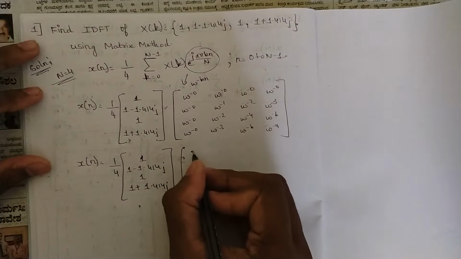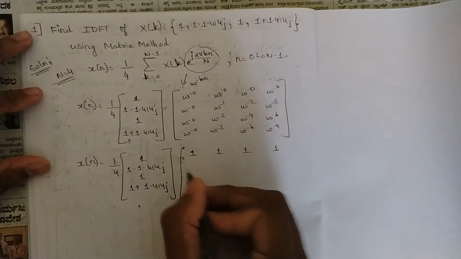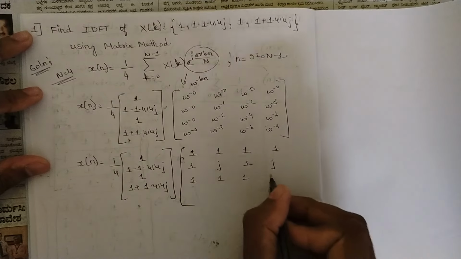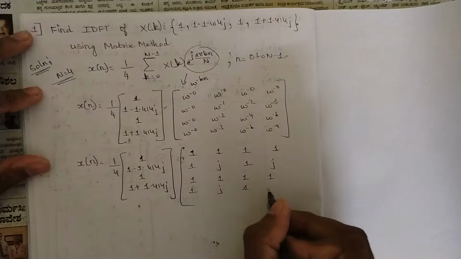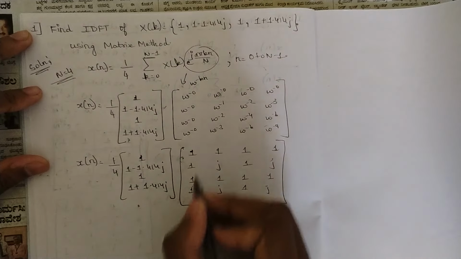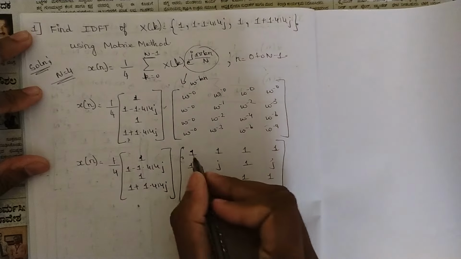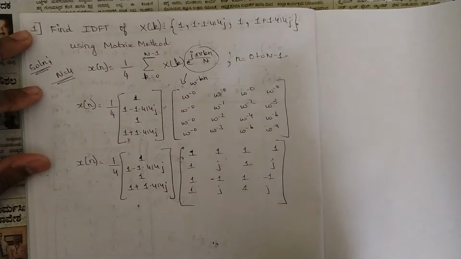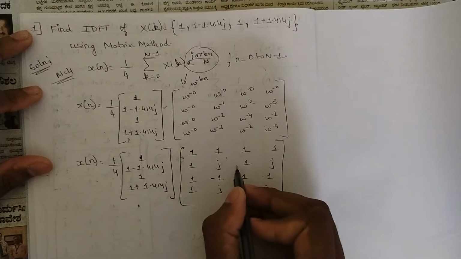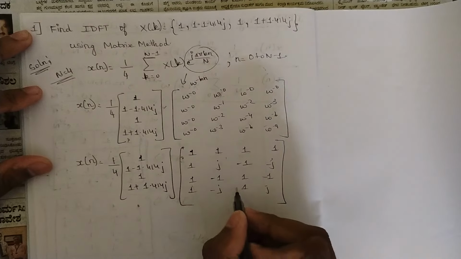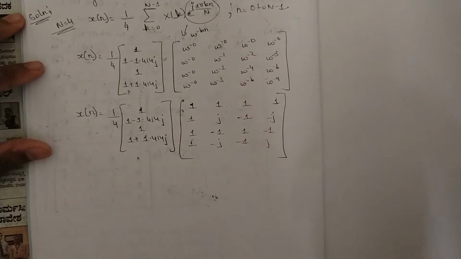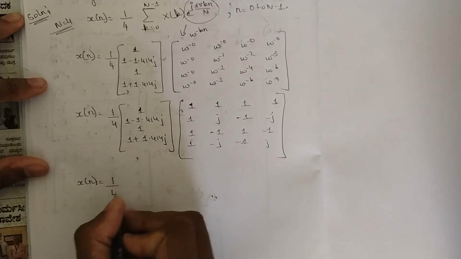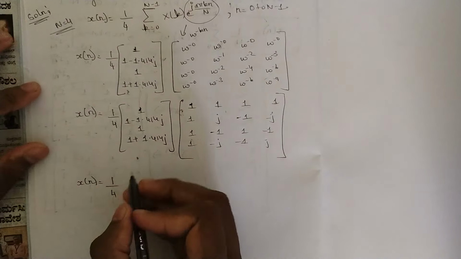So how to write this matrix? 1 1 1 1, 1 j 1 j, 1 1 1 1, 1 j 1 j. Then the first and third rows are as it is. This is all 1. This is 1 minus 1 1 minus 1. In the second and fourth rows, the terms are interchanged, so that's why this would now be 1 j minus 1 minus j, 1 minus j minus 1 plus j. Okay, so now we need to simplify this. This 1 by 4, keep it as it is. These two matrices, now we should be multiplying them.